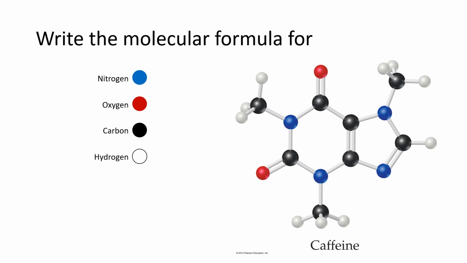This molecule of caffeine is quite a bit more complicated. It has a lot more atoms to it. The atoms consist of carbon, hydrogen, oxygen, and nitrogen. I'm going to go ahead and write just those elements down here. We've got carbon, hydrogen, nitrogen, and oxygen. And right now, pause the video and count how many atoms of each type are here and list them as a subscript.